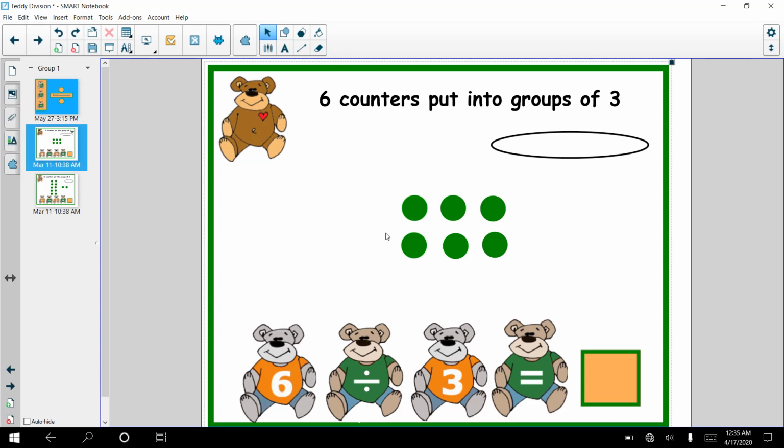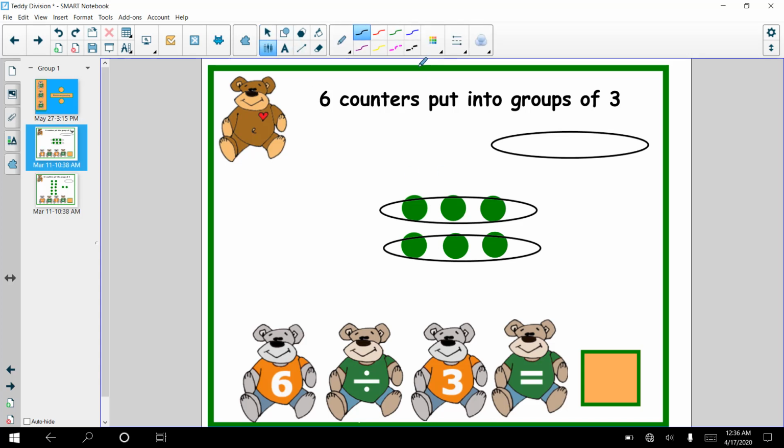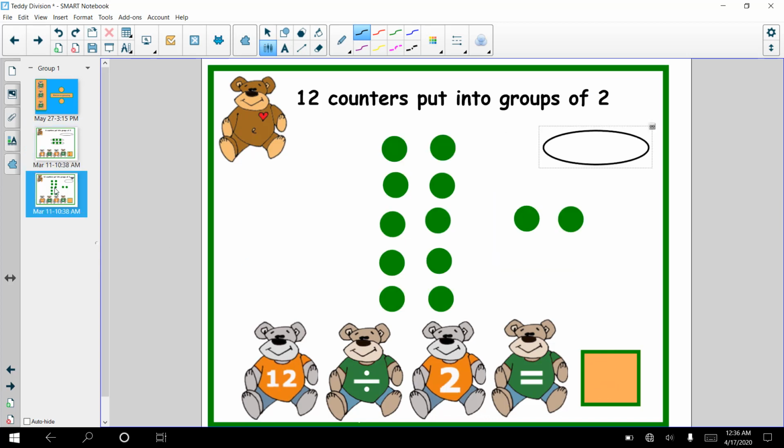As we talked before, if I have 6 counters and I want to put them into groups of 3, I have 6 counters divided by 3, which is equal to 2. So, how can I read it? I can read it as 6 divided by 3 is equal to 2. Excellent.